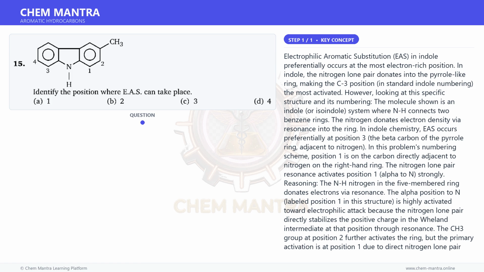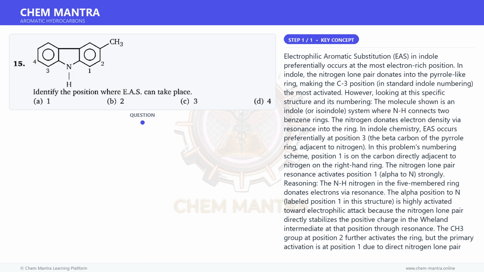The nitrogen lone pair resonance activates position 1, alpha to N, strongly. Reasoning: the NH nitrogen in the 5-membered ring donates electrons via resonance. The alpha position to N, labeled position 1 in this structure, is highly activated toward electrophilic attack because the nitrogen lone pair directly stabilizes the positive charge in the arenium intermediate at that position through resonance.